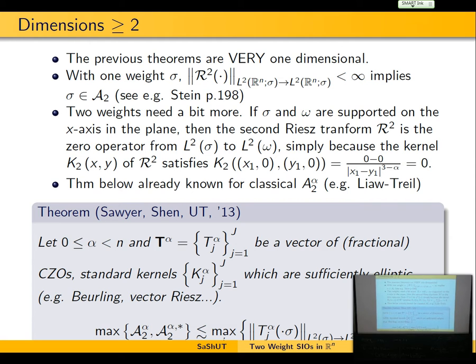So, well, the theorem below is basically: if you have a vector of fractional Calderón-Zygmund operators which are sufficiently elliptic, this means, for example, the vector of Riesz transforms, or just the single Beurling transform, or other ones, then the A2 conditions with tails are necessary. Without tails, this was known; it was published before by Constance Liaw and Sergei Treil, even for all p's. Okay? So the A2 conditions are necessary, fine.